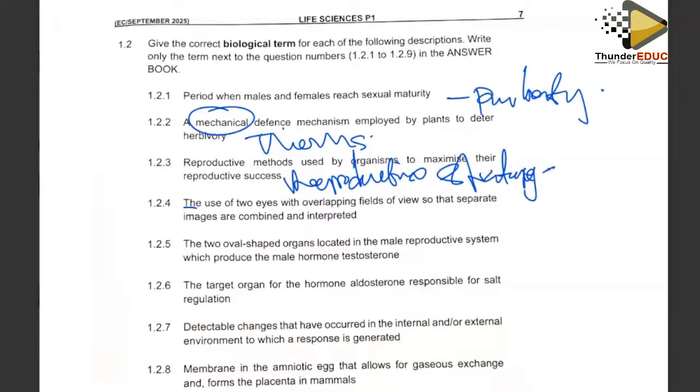Yes. And they're saying the use of two eyes with overlapping fields of view so that separate images are combined and interpreted. We call this one binocular. Bi means two. Binocular. Cula is vision, right? The eyes. Binocular vision.